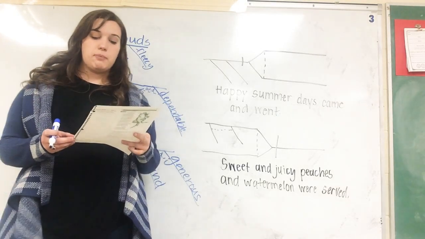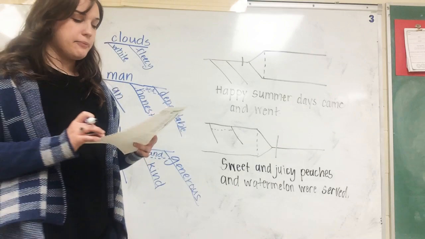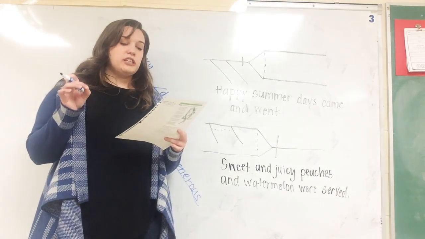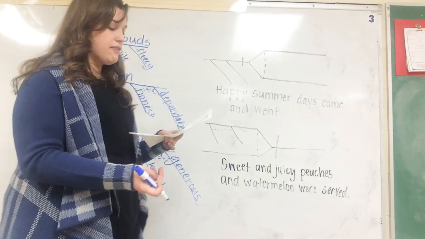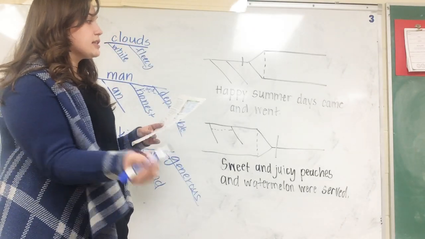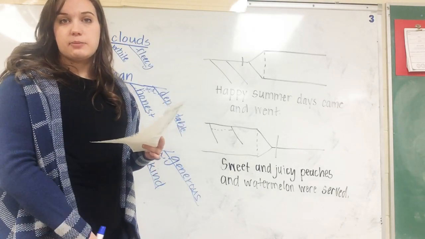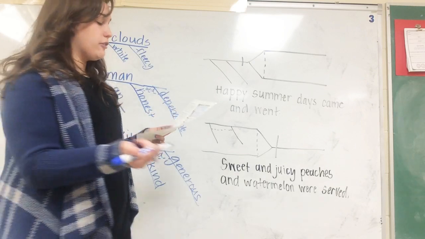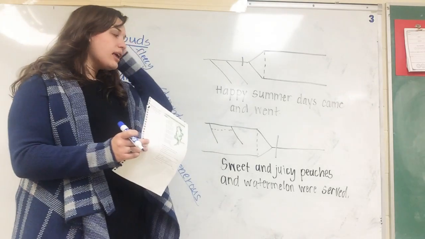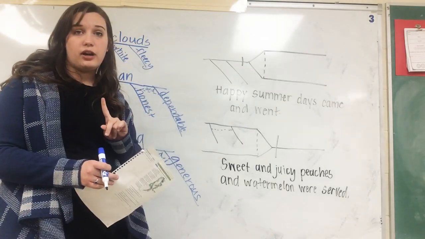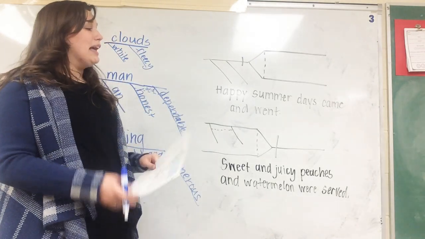All right, let's jump down to Think B. You don't need to worry about the rest of Think A. Think B. We need to put the words in their appropriate positions at the diagramming line. So they already have this set up for us. Let's look at our sentences and figure out what parts of speech those different words are, and then we'll diagram them. So happy summer days came and went. Happy summer days came and went. We need to find our verb first. So what would our verb be?